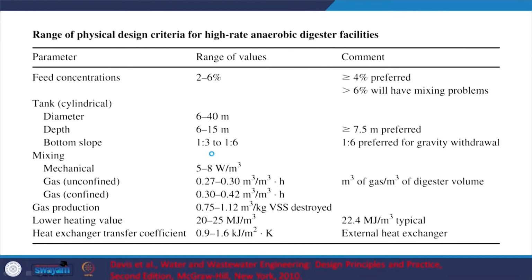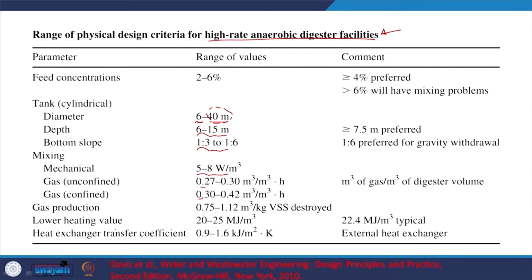The range of physical design criteria for high rate anaerobic digester. Typically now in India, people are pushing for high rate anaerobic digesters. So, let us see what it is that we are typically looking at. Diameter 6 to 40 meters, but rarely will we go to 40 meters. Typically 8 to 10 meters is fine, and 6 to 15 meters fine. Then slope for gravity withdrawal of your sludge, and the level of mixing and such. Whether the gas is unconfined or confined, yes, these are the aspects.